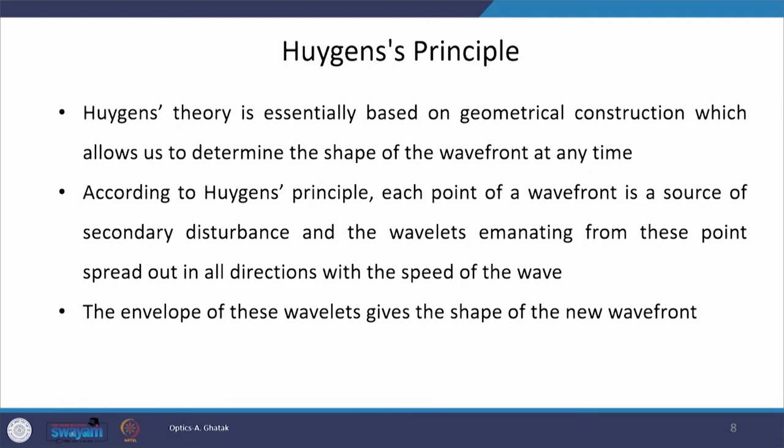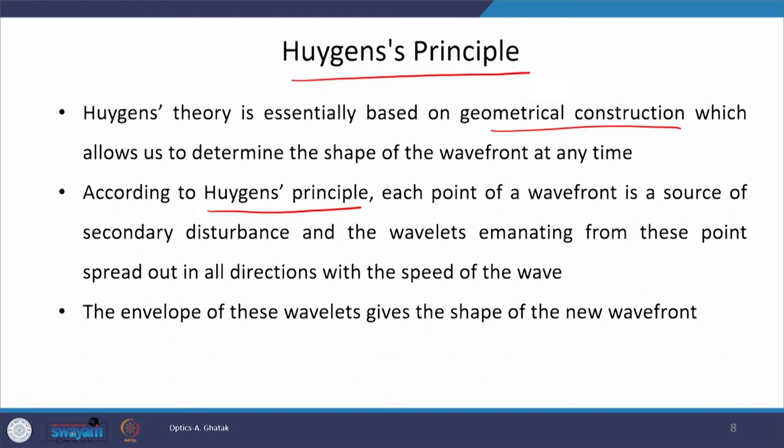Now, coming to the Huygens principle, this Huygens theory is essentially based on geometrical construction which allows us to determine the shape of the wavefront at any time. The basic Huygens principle we have already studied in our junior classes, and we know that suppose we have a point source and it is emanating a wavefront, then each point on this wavefront will work as a secondary source, and these secondary sources again emit a spherical wavefront. Then you draw an envelope over these secondary wavelets, and this envelope forms the new wavefront, and this is how the wave propagates. This is what we have studied in our junior classes.